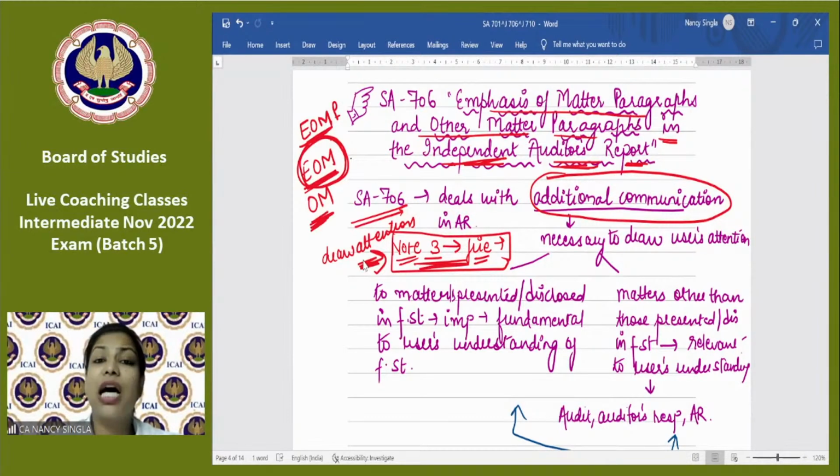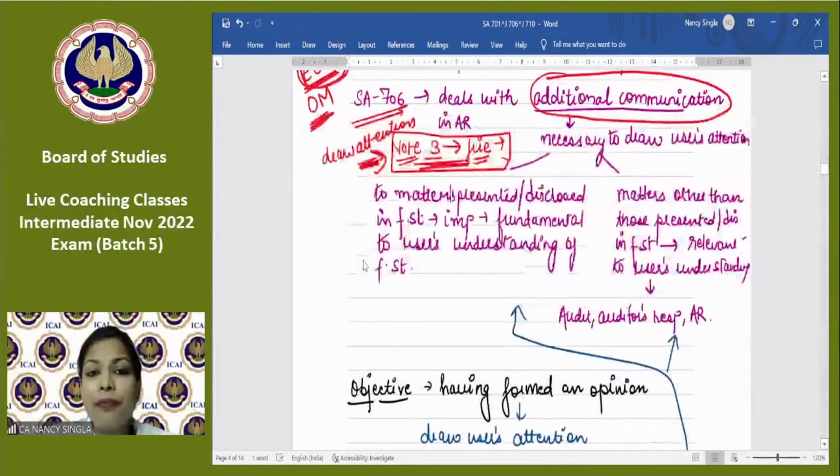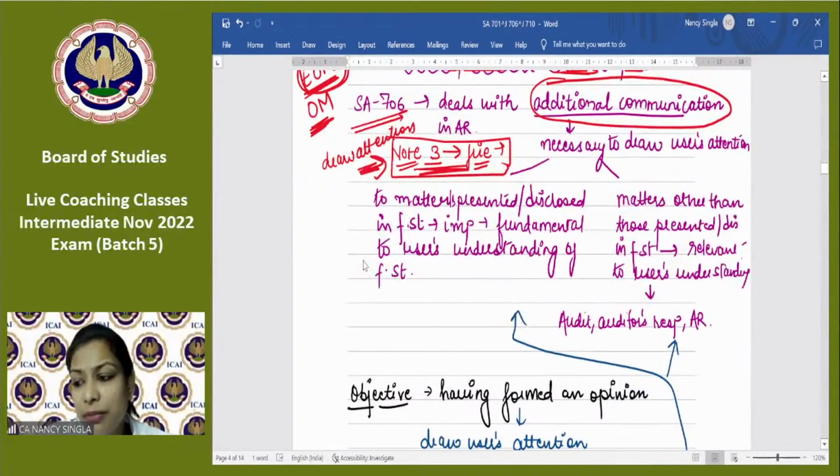Other matter paragraphs, other than the matters which are disclosed in the financial statement, are what the auditor feels are necessary for the user's understanding of the audit. So the auditor will mention that. So let us first understand as to what can be such matters.